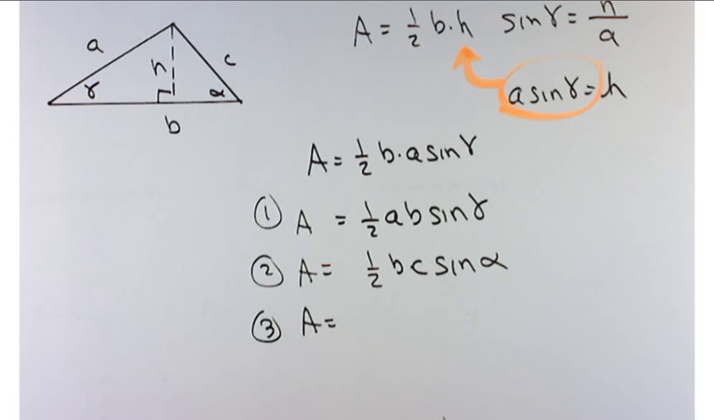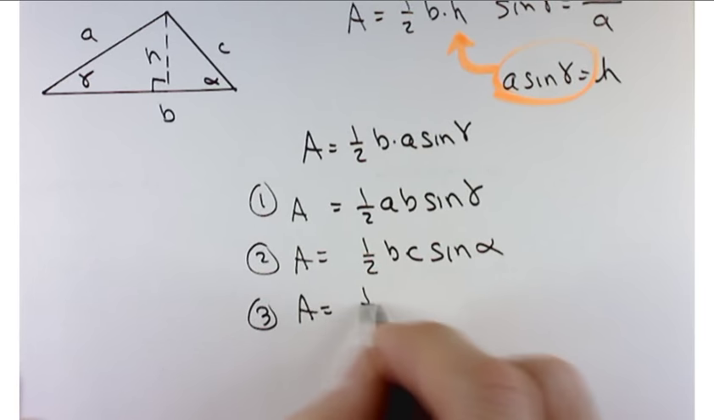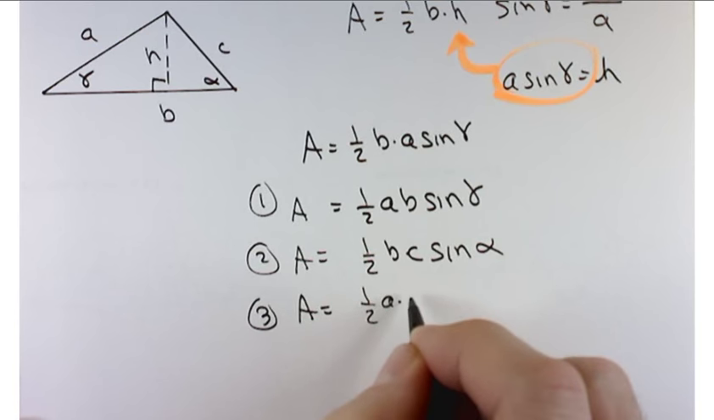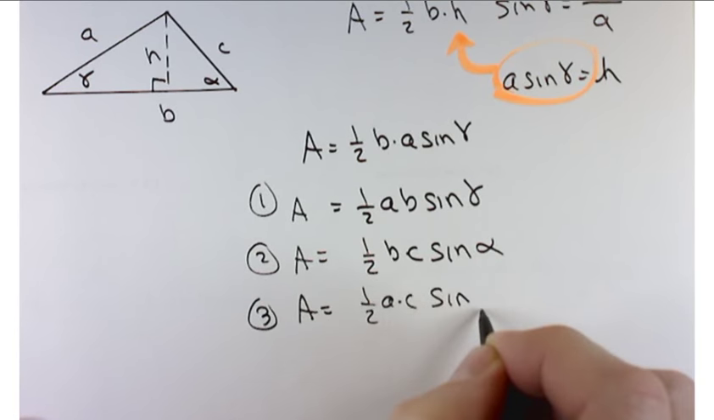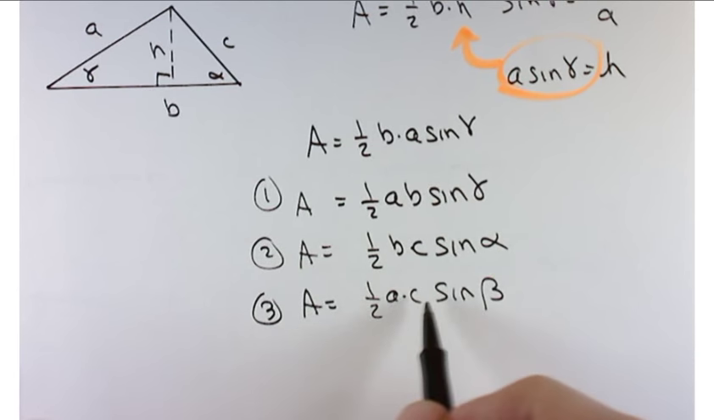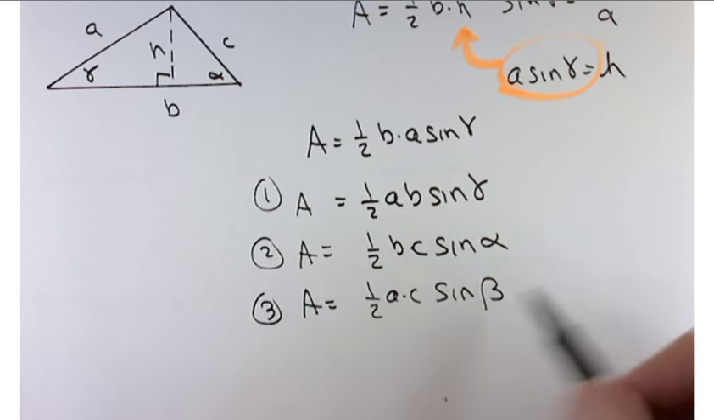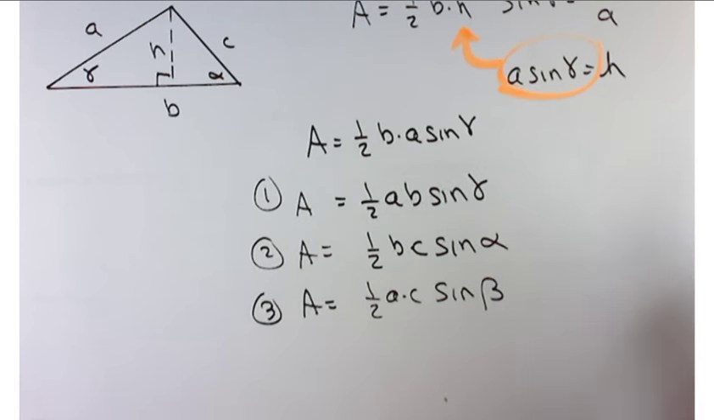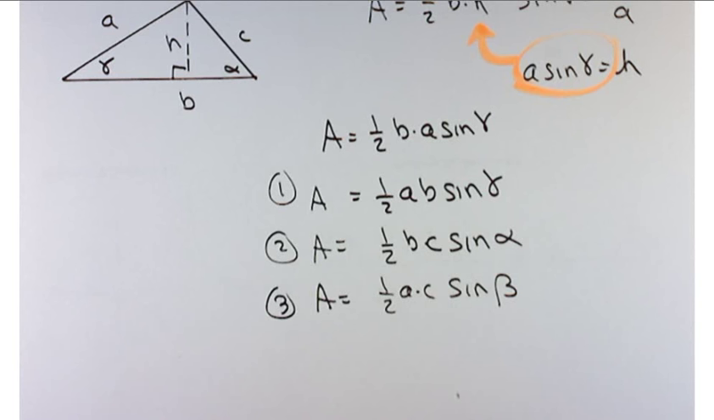Fahad, what would that be? What would be the last version here? Good. 1/2 A times C sine of beta. Perfect. So two sides that don't include the angle opposite or the side opposite of this angle. All right, well done. Let's see if we can apply that.